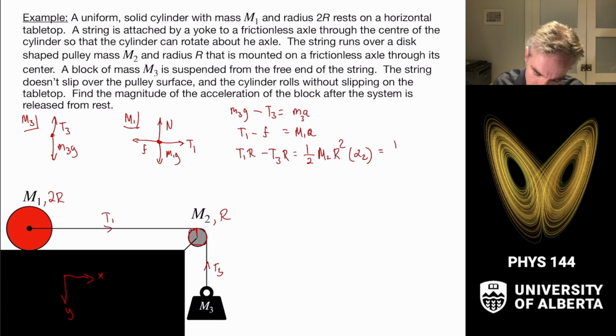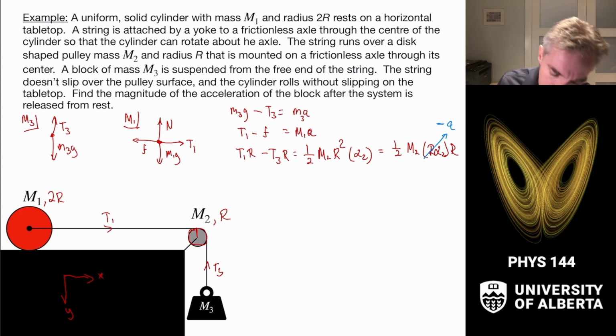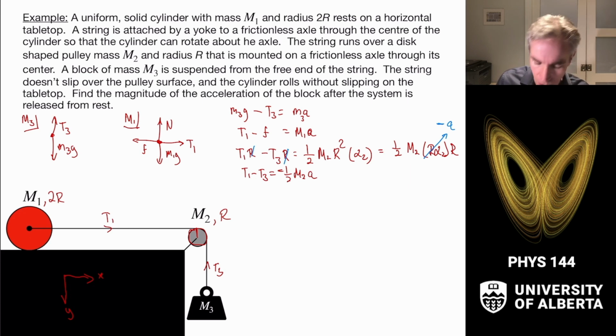So we know that this is going to be 1/2 times m2 times r alpha 2 times r. And then this is going to be opposite direction of the acceleration, so this is equal to negative a. That's important because positive angle in this case is going in the opposite direction that the system is accelerating, and we need to bookkeep that. So then we'll cancel out these r's and end up with a tiny little equation that just says that T1 minus T3 is equal to negative 1/2 times m2 times the acceleration, or T3 minus T1 is equal to 1/2 m2a. We could just flip the order there.